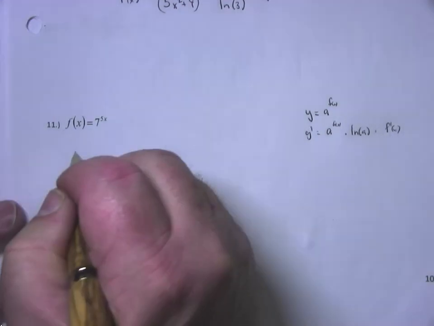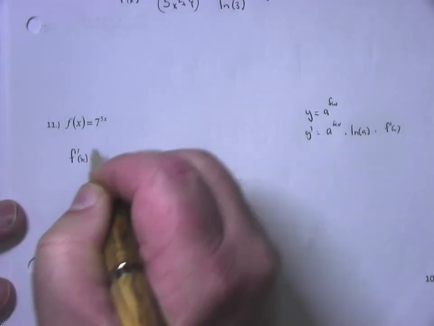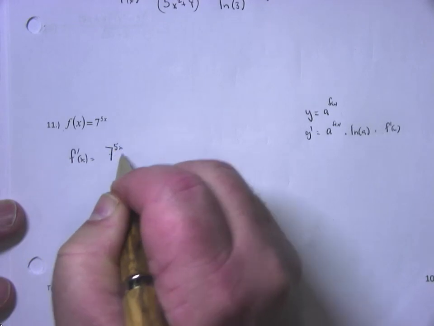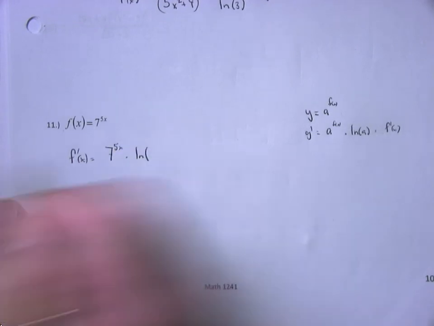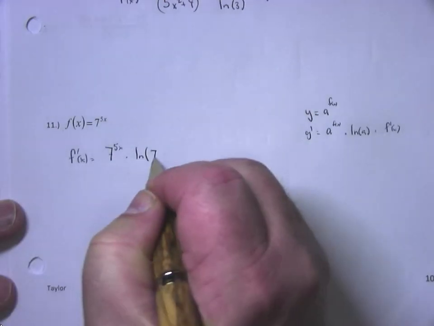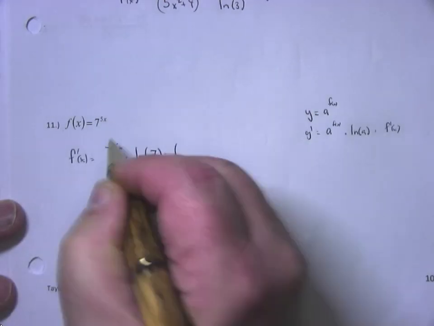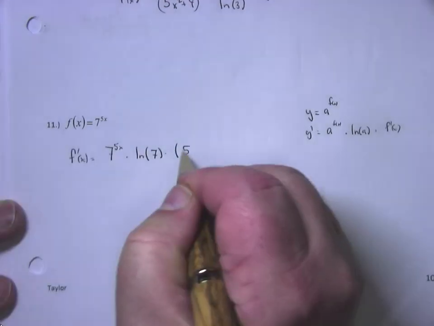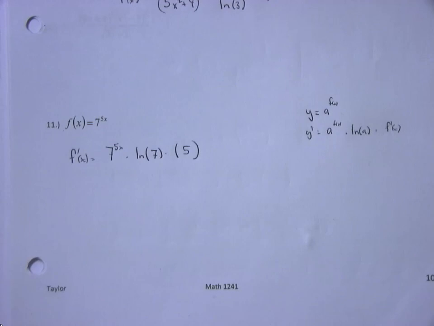So in our problem, f prime of x is equal to, the derivative of 7 to the 5x is going to be 7 to the 5x times the natural log of the original base, which is what? Original base on the exponent? 7. Times the derivative of the exponent. What's the derivative of 5x? 5. And there's my answer. And I'm following literally this rule right here.